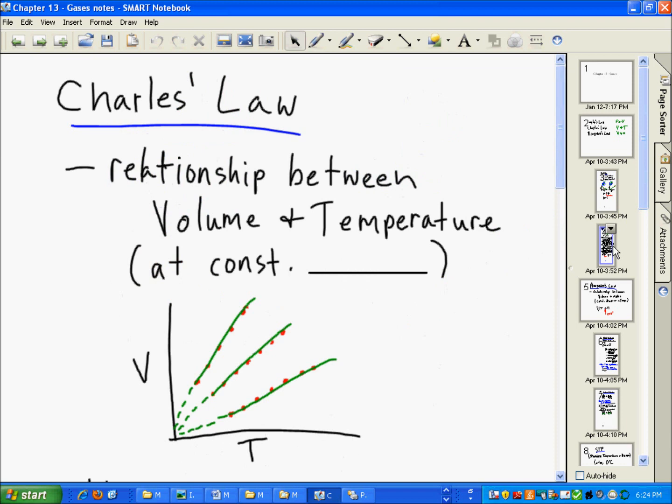Charles' law, remember Charles and his tea, likes the temperature of his tea. Relationship between volume and temperature at constant pressure. Because if you were to change the pressure while you're changing the volume and the temperature, that is going to affect things as well. So in order to see Charles' law at work, you have to hold the pressure constant.